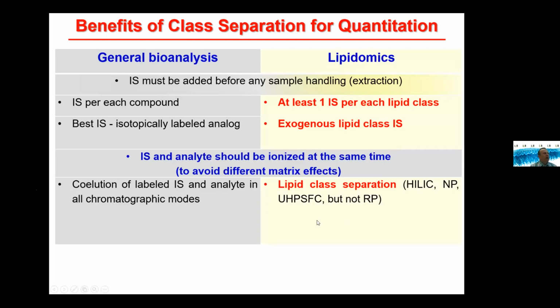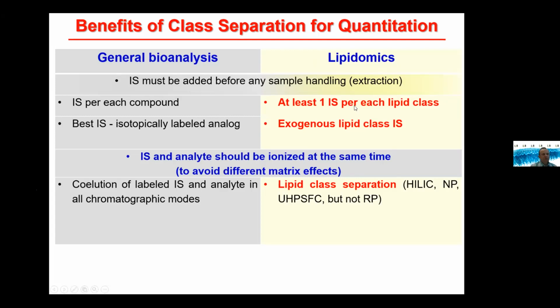Finally, I would like to highlight on these two slides the benefits of class separation for quantitation. If you consider general bioanalysis and compare with specific features of lipidomics, in both cases we should start with the addition of internal standard to the sample before any sample handling. It means before the extraction. Then we typically use an internal standard for each compound to be quantified. This is the standard in the pharmaceutical industry, for example. And the best internal standard is an isotopically labeled analog. This is the perfect way.